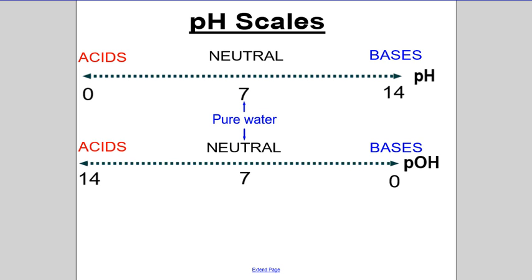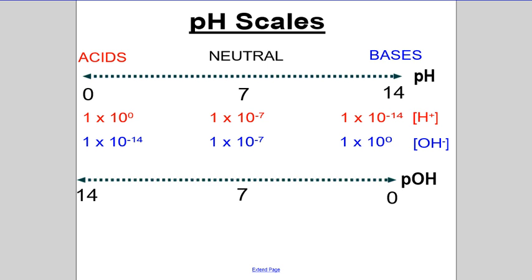So here's the general pH scale. The top is the pH scale. So 0 to 14, acids are 0, bases are 14 over here, and then pure water is neutral. The pOH scale is just the flip reverse of that. So it also goes from 0 to 14. It's just that now acids are 14 and bases are now 0. So they're inverses of each other.